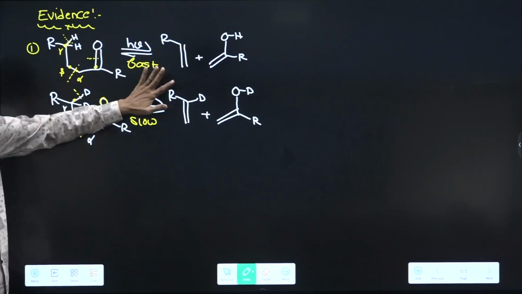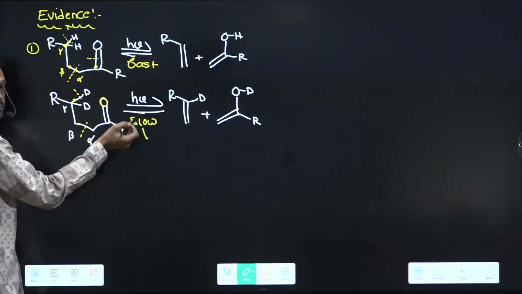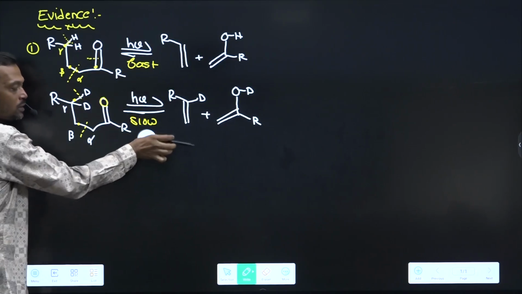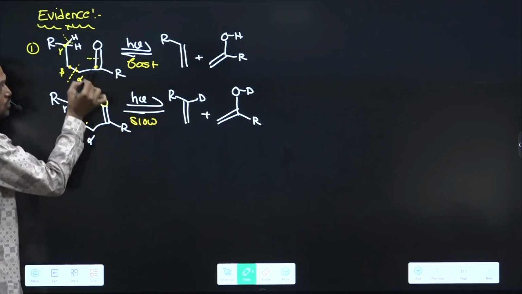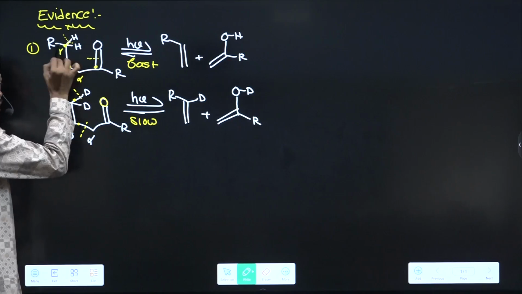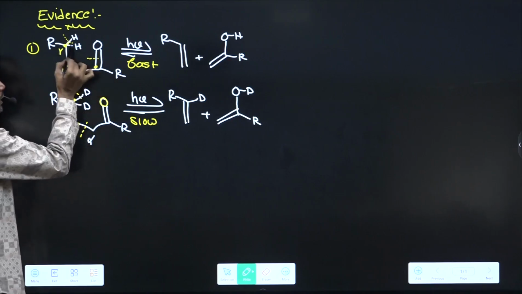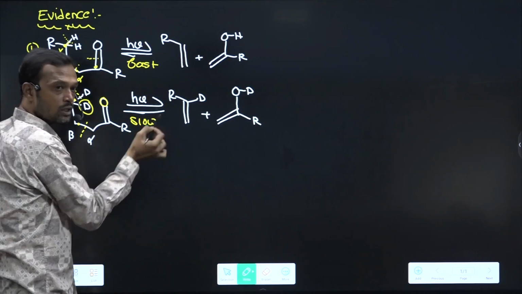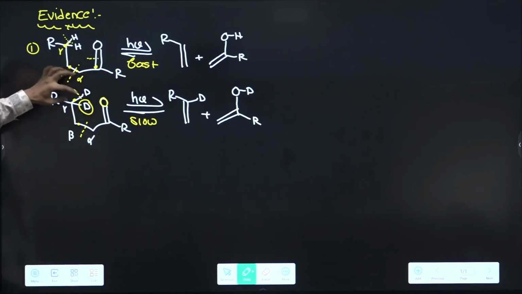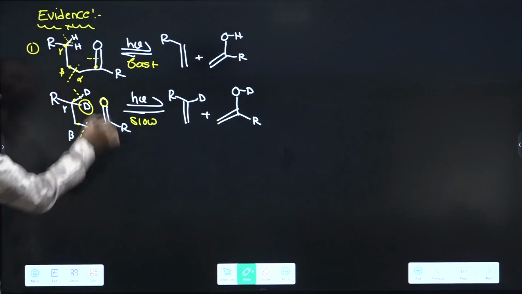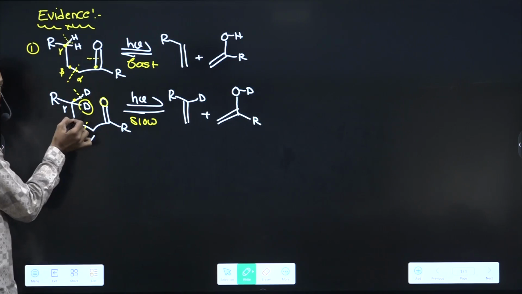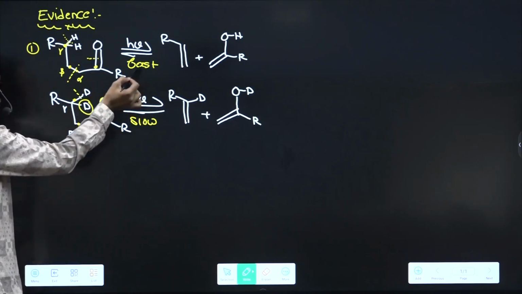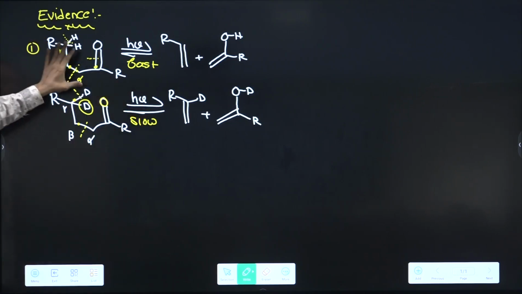This is one evidence. Suppose the reaction rate remains the same, which indicates that there is no transfer of gamma carbon hydrogen. If I replace the gamma carbon hydrogen with deuterium and the reaction rate decreases, it indicates that a higher dissociation energy is required between carbon and deuterium as compared to hydrogen. So we can break hydrogen very easily, while here more energy is required, so it is slow, and this is fast. That is called the isotopic effect. Okay, right.